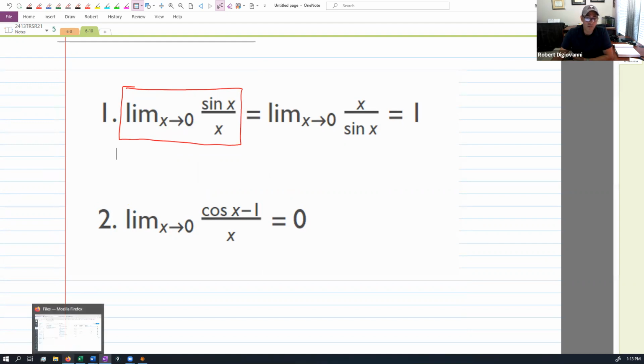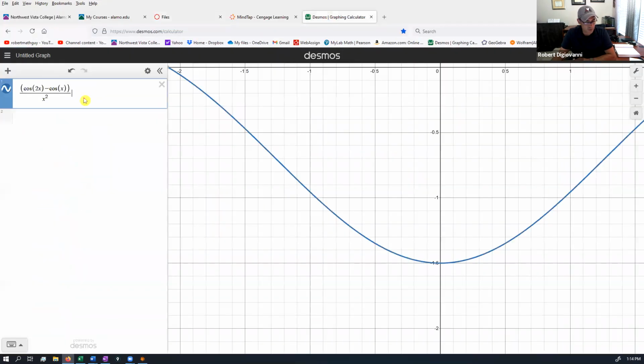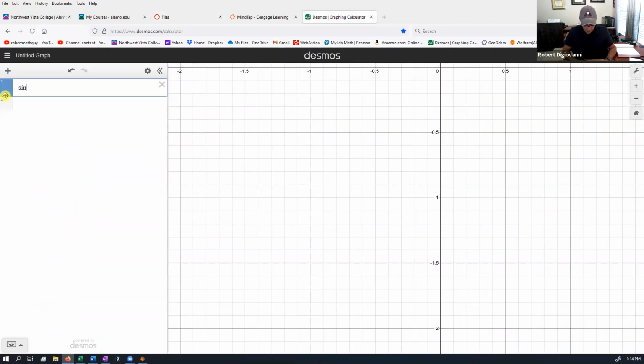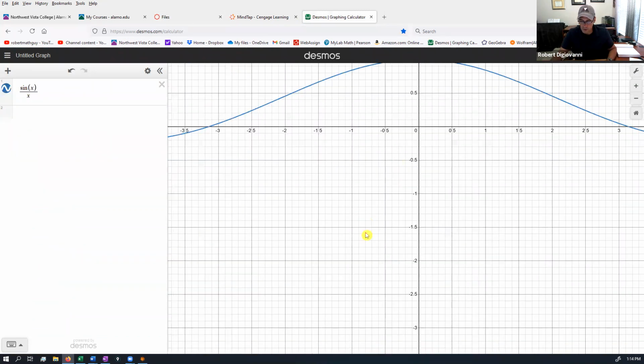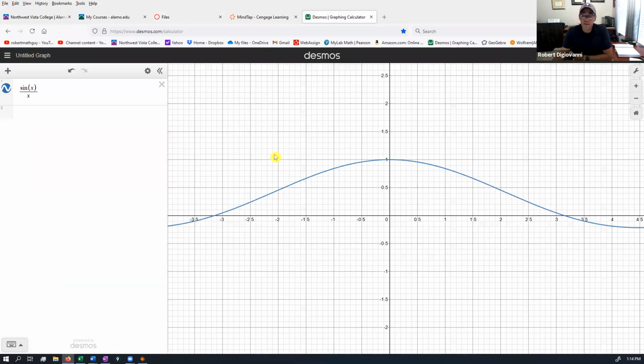Let's start by looking at the graph. I'm going to graph this as a function, sine of x over x. I'm going to bring up Desmos, and I'm going to do sine x over x. And that is the graph of sine of x over x. Now, is it clear to everybody that you cannot plug 0 into this function? If you try to plug in 0, sine of 0 on top gives you 0, and 0 on the bottom gives you 0. So you have 0 over 0, which is bad.